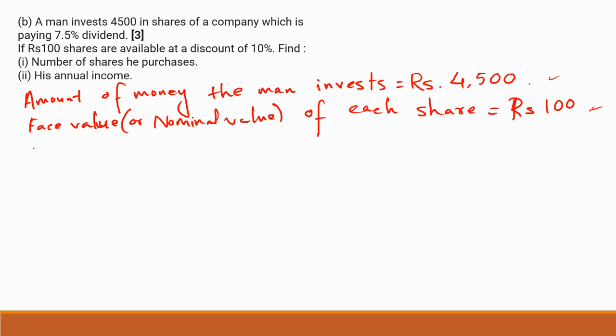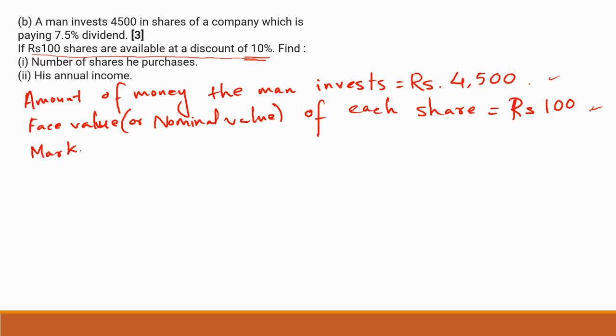Okay. Now, what is the market value? Are available at a discount of 10%. So basically, each share, which is a 100 rupee share, is now in the market at a discount of 10%. That is what we got from the question, right? 100 rupee shares are at a discount of 10%.